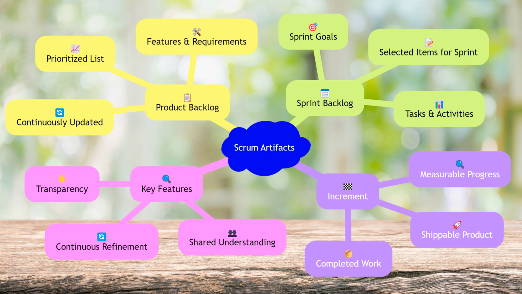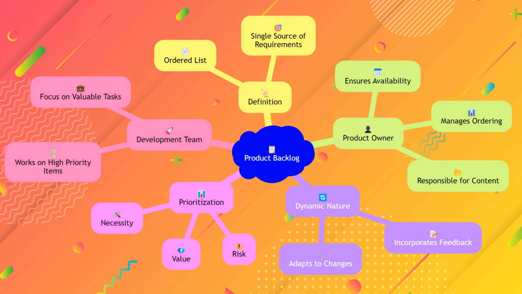They are continuously updated and refined throughout the project to reflect the current state of the product and the team's progress. The product backlog is an ordered list of everything that might be needed in the product. It is the single source of requirements for any changes to be made to the product. The product owner is responsible for the product backlog, including its content, availability, and ordering.